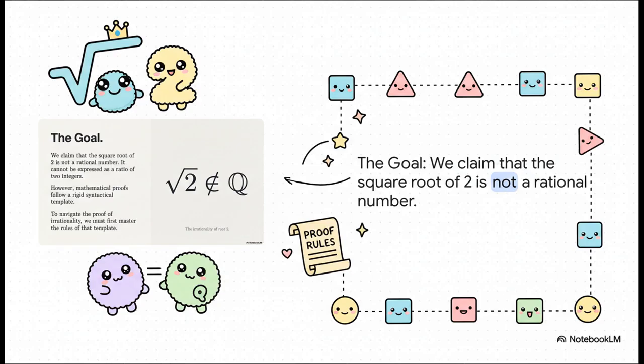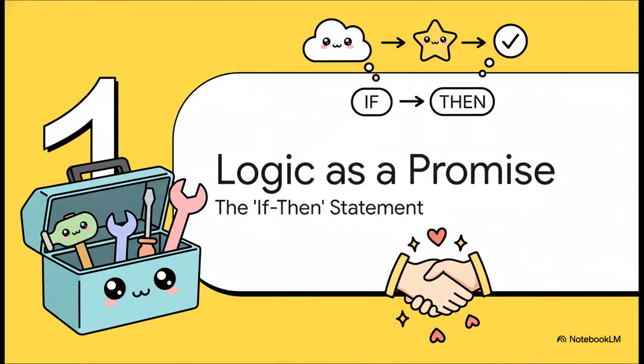But here's the deal with mathematical proofs. You can't just wing it. They follow a very rigid set of rules. And to even attempt this proof, we first have to master the rulebook. So, let's start building our toolbox. Our very first tool, and honestly the most important one, is the fundamental building block of pretty much every logical argument, the if-then statement. And probably the best way to think about it is as a kind of promise.